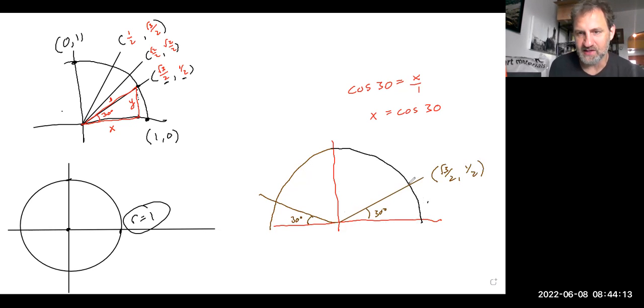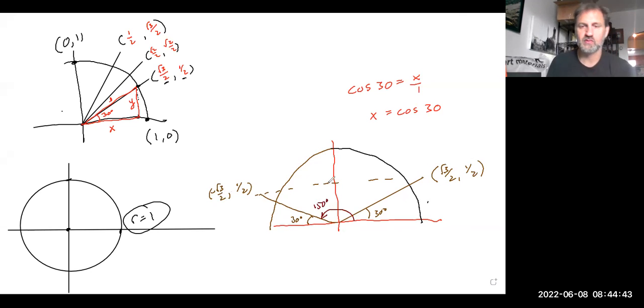Now, just by symmetry, we know that the y value is the same height, right? We just flipped it across. And all that's changed is that the x value is now not positive, it's negative. Okay. Now, 30 degrees is not the name of the angle we would give this because it's 30 degrees short of 180 degrees, which means that it's really 150 degrees.